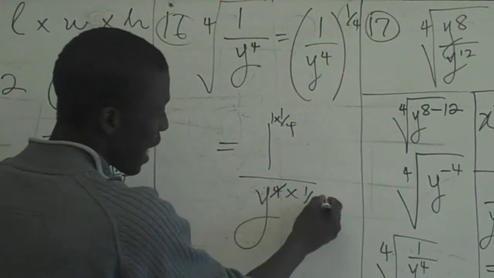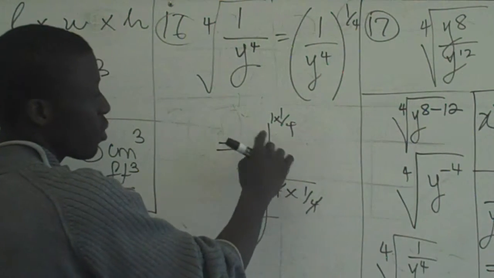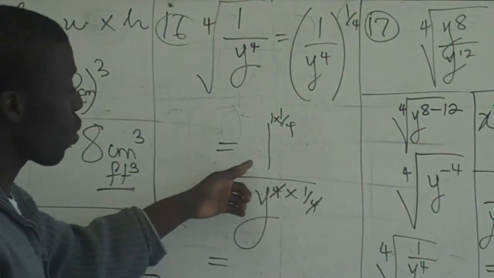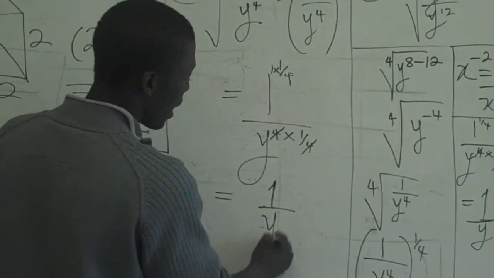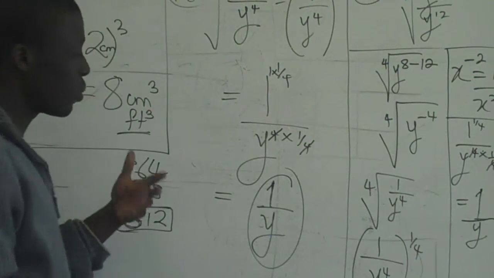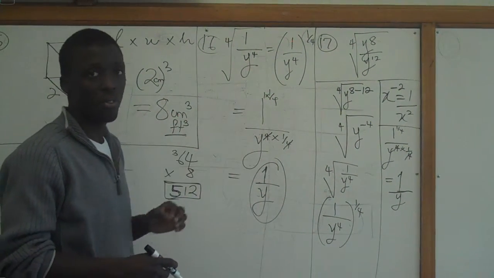And so the 4's cancel, and all you have left, because the fourth root of 1 is 1, is 1 on top and y on the bottom. Again, I was just showing you how to do this again, and I'm hoping that it's beginning to make sense. If not, let me know if you have any questions.